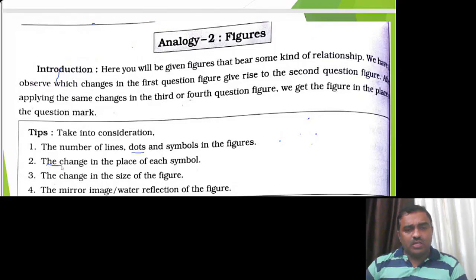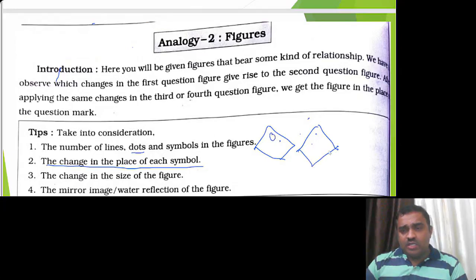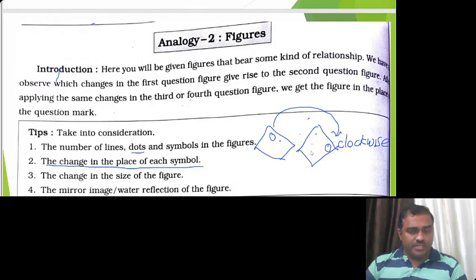The change in the place of a symbol. Suppose this is a square. In the other figure the square is also there, but the circle that was inside it here is now in the second figure here. What does it mean? It means that the circle has moved clockwise, or changed its position clockwise. So that change in place of each symbol we should take into consideration. Okay, that is the point.